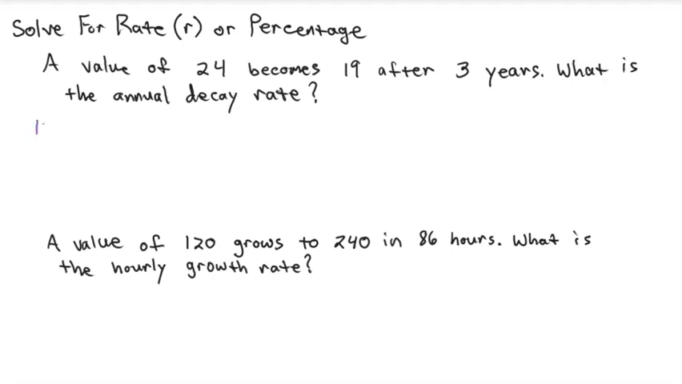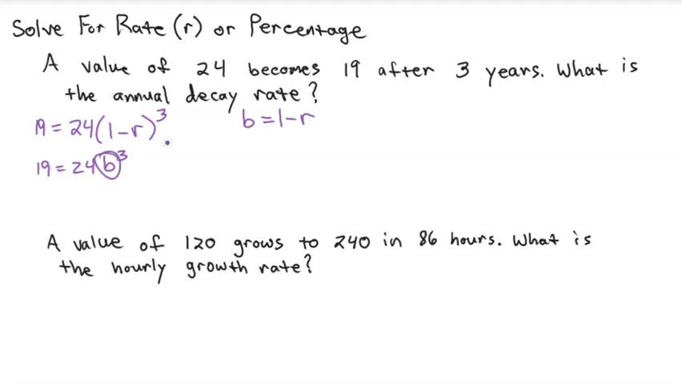It's not continuous, so we're not going to do e. So the ending value 19 is equal to the starting value 24, and we would normally put (1 minus r) to the t power, okay? So this is our form, except t is going to be 3, the third power. And we want to find out what r is. Now remember that r is the rate, but 1 minus r can be represented by b, where b is called the decay factor, okay? And so we're going to replace that. We're going to put 19 is equal to 24 times b to the third power, okay?